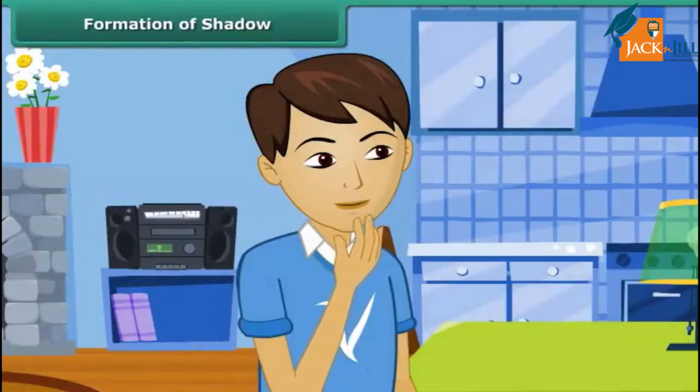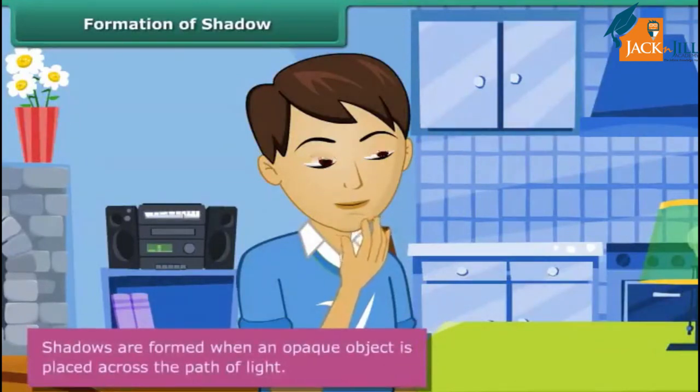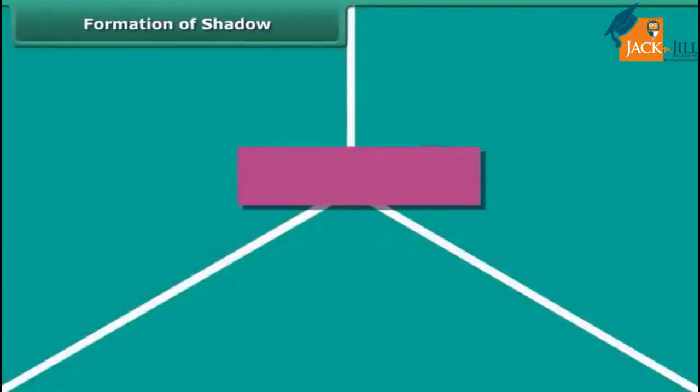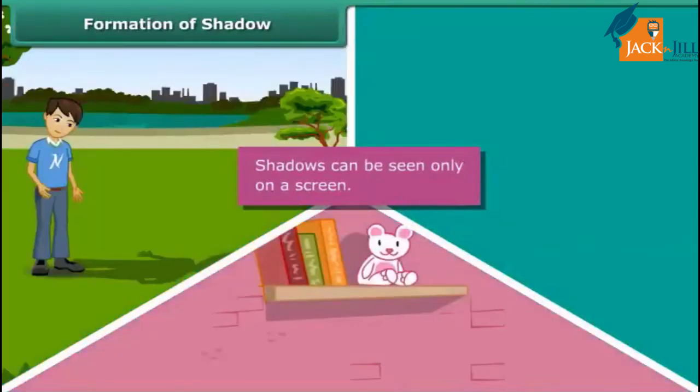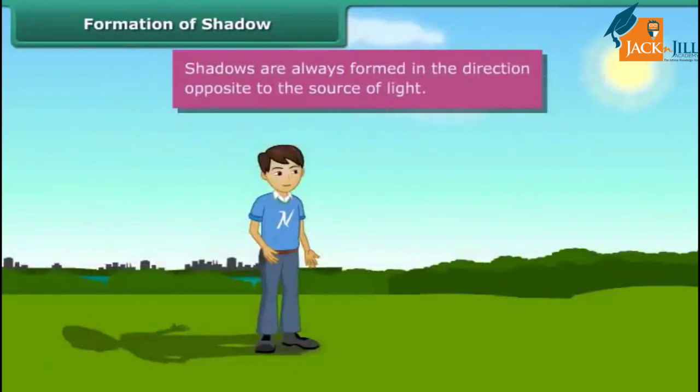You want to understand when shadows are formed. You're also curious to know the direction in which shadows are formed. Shadows are formed when an opaque object is placed across the path of light. Shadows can be seen only on a screen. The ground, walls of a room, building, and other such surfaces act as screens for shadows. Shadows are always formed in the direction opposite to the source of light.